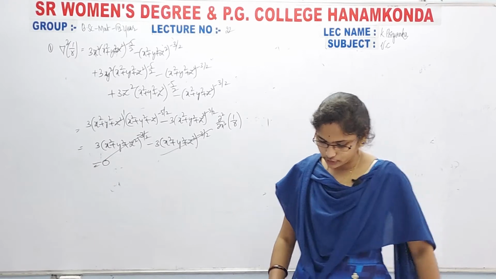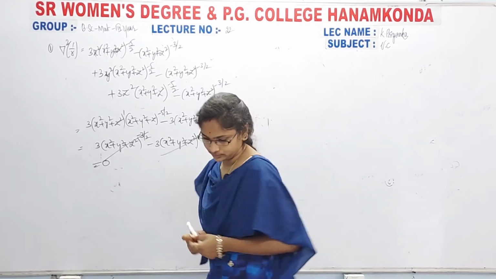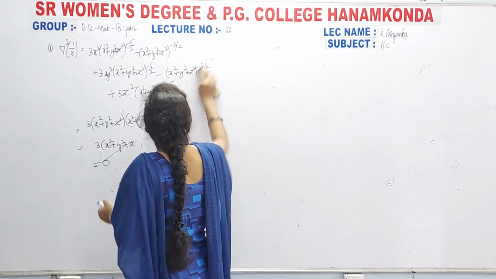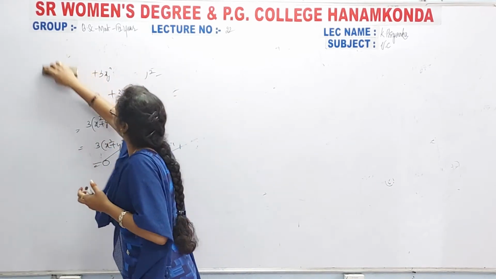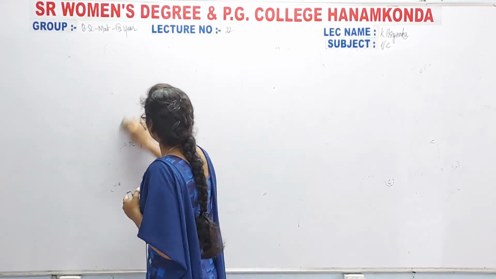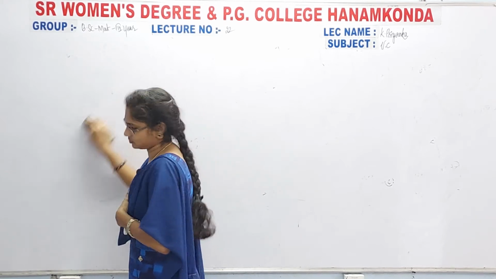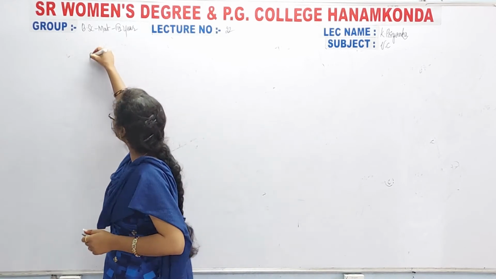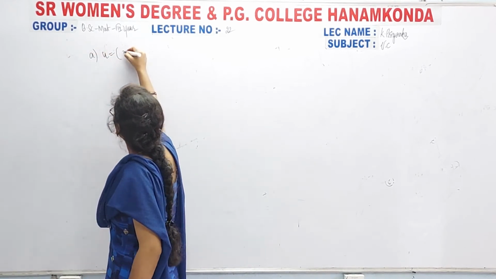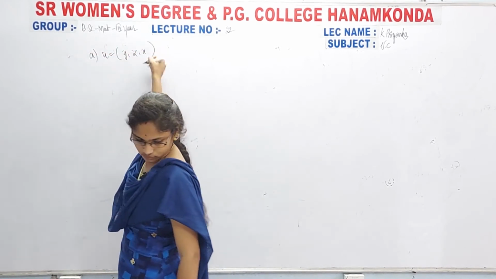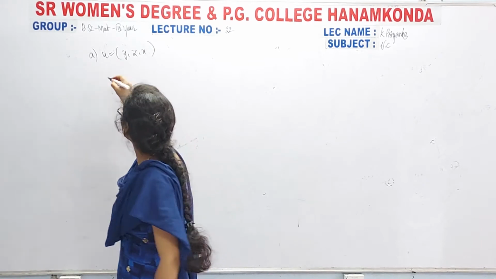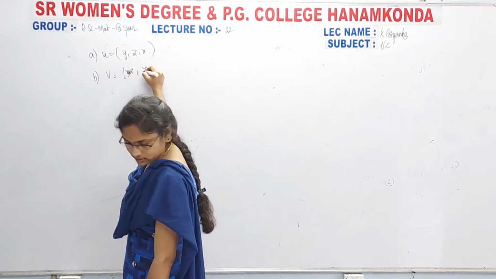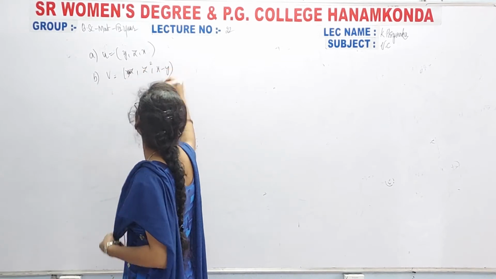A is equal to u of... So now write down, first one is u equal to (y, z, x) ... b1, x y z comma z square comma x minus y.